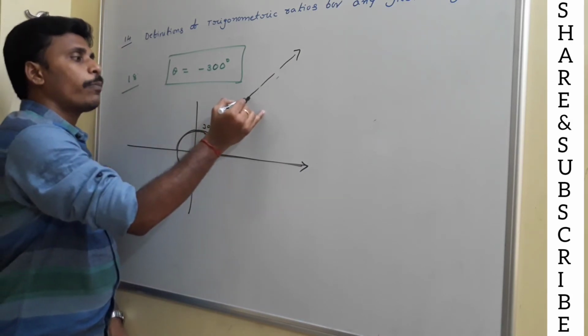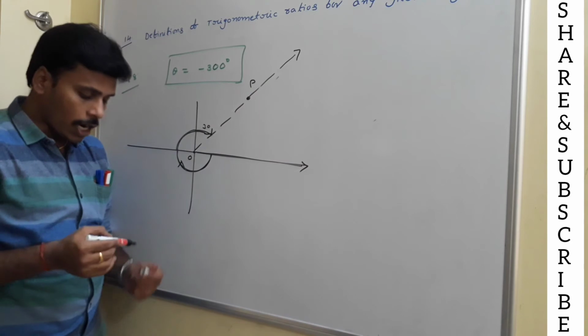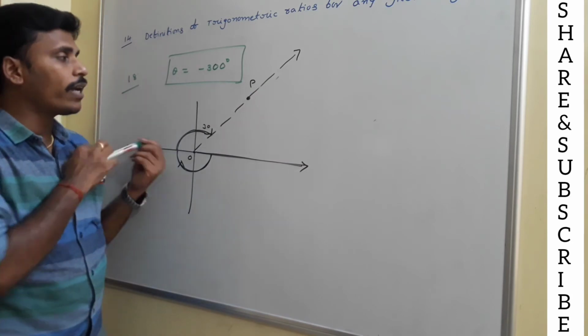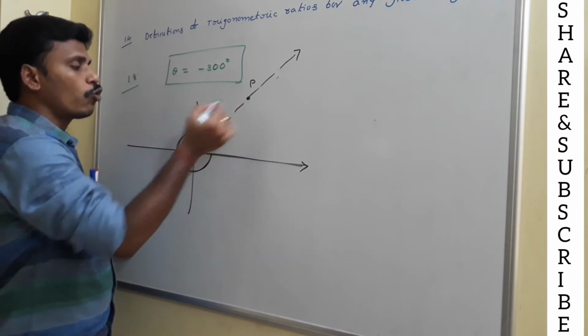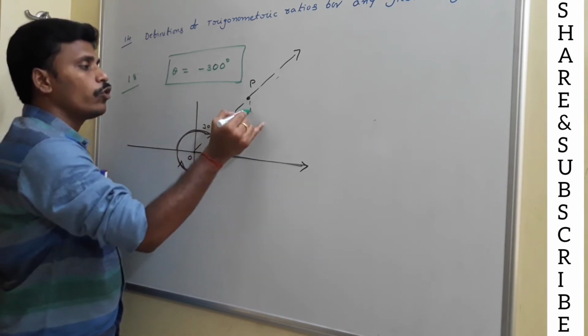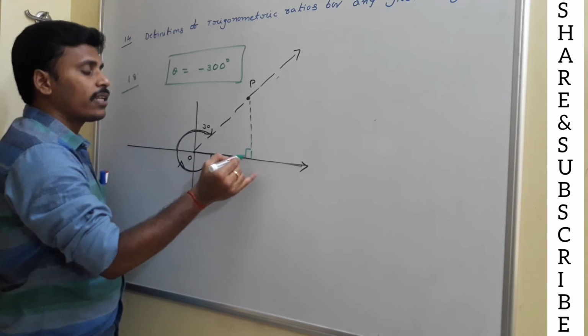Now take a point P on this terminal ray, and after having the point you need to identify its x coordinate, y coordinate and r value. The r value is just from O to P, but to identify those you need to make a triangle, and the triangle is like this.